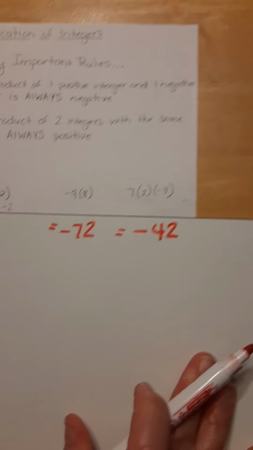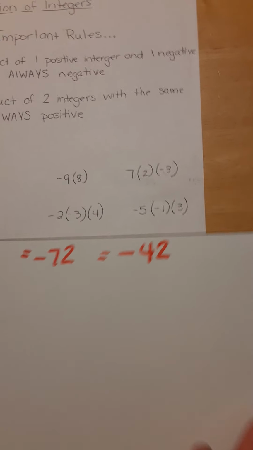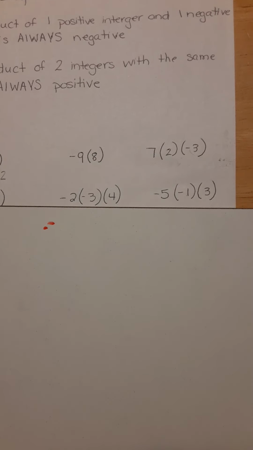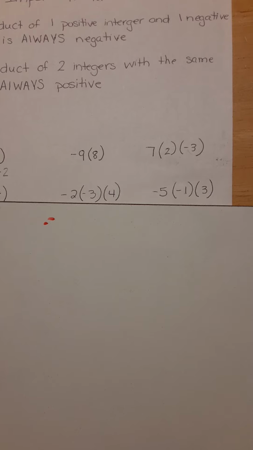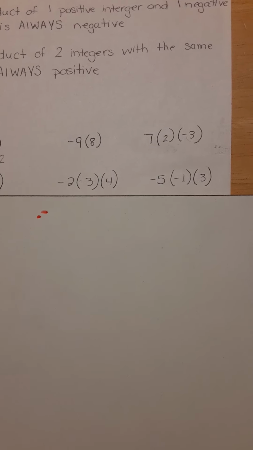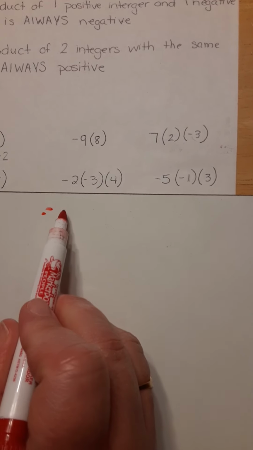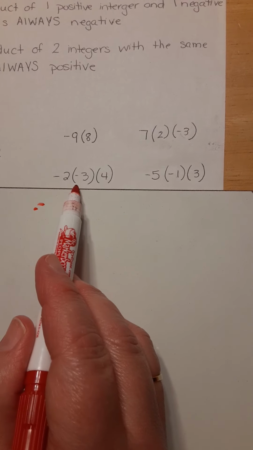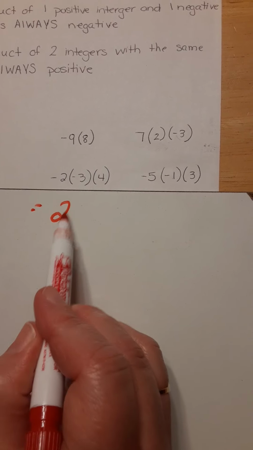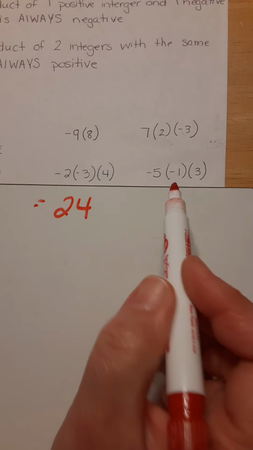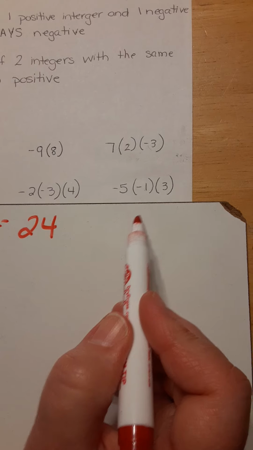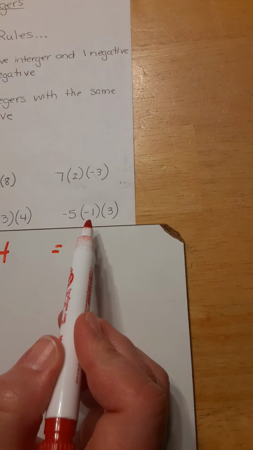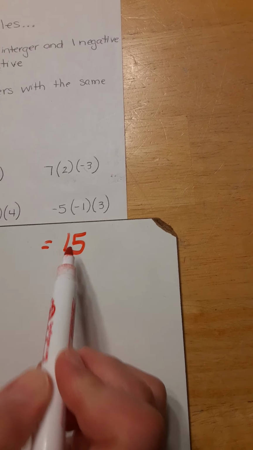Okay, now let's double check down here at the bottom. Okay, turn the board around. Check out the numbers. Okay, how many negative signs do I have? I have 2. So because I have 2, my answer has to be positive. And now I'm just going to multiply. 2 times 3 is 6. 6 times 4 is 24, which is my answer. Over here, I've got two negative signs again, so my answer has to be positive. Now we just multiply. 5 times 1 is 5. 5 times 3 is 15.